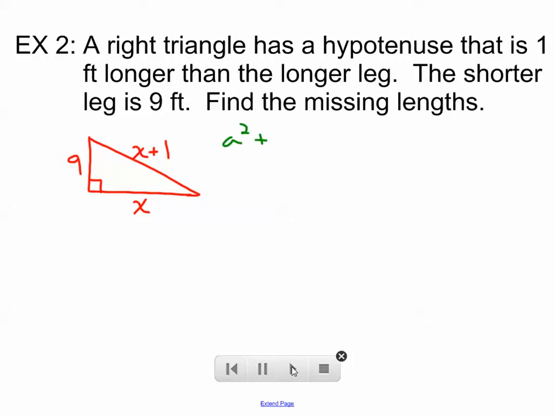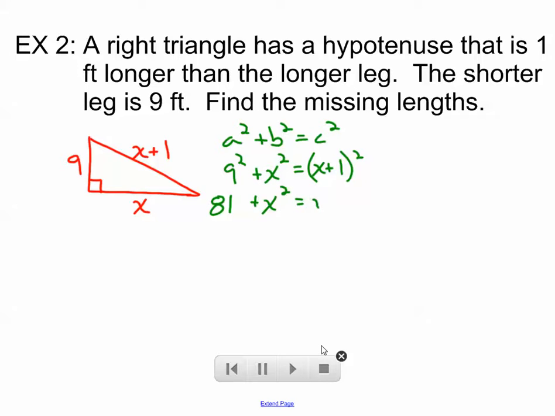Okay, a squared plus b squared equals c squared. Let's find out what x is. A we're going to call 9, b we're going to call x, and c we're going to call the quantity x plus 1. All right, so 9 squared is 81, x squared is x squared, x plus 1 squared, that's x plus 1 times x plus 1, x squared plus 2x plus 1.